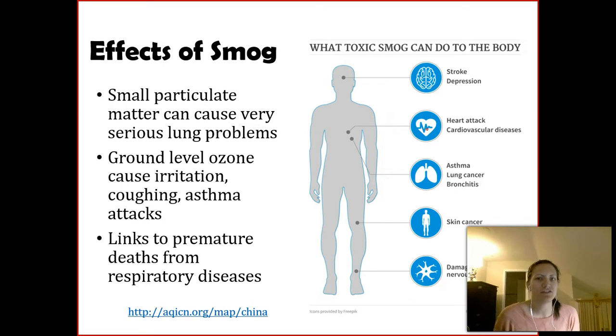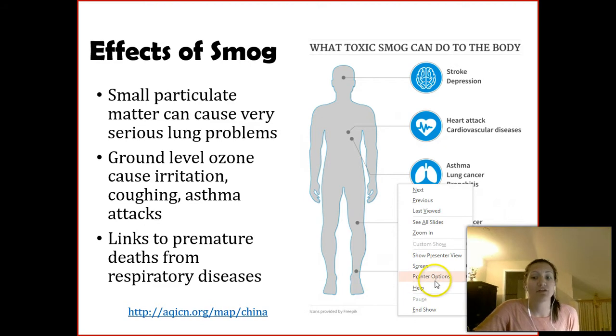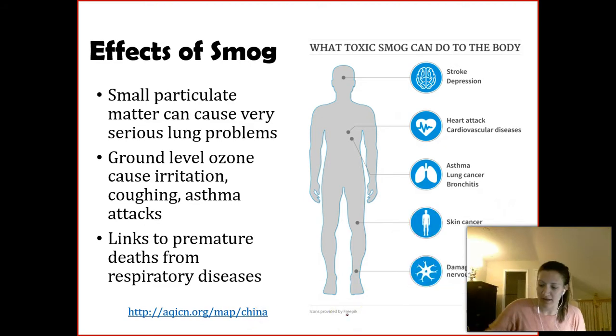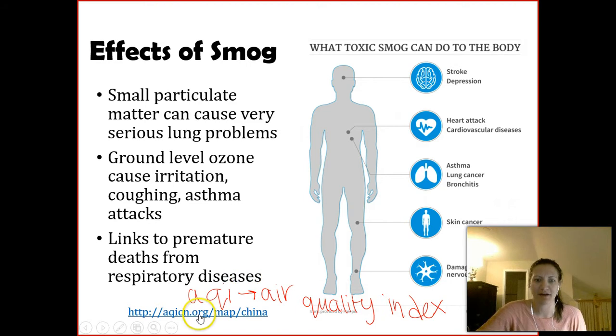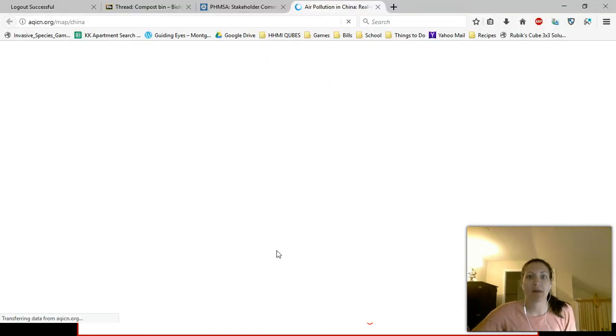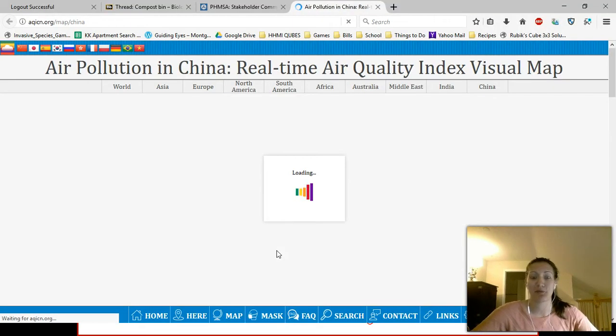This is such a serious issue that our lawmakers around the world have created an index called the AQI. So AQI, this is the Air Quality Index. And essentially it's a measure of smog. It's looking at ground level ozone and particulate matter. So definitely take some time to explore this link. We'll look at this link a little bit now. This AQI is a map of China, but you can actually look at it around the world.